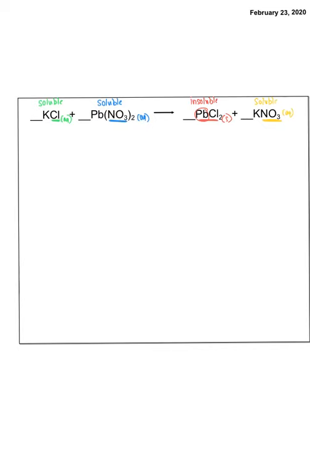Now I'm going to go back and balance. Let's see, I got 2 nitrates on this side, so I need 2 of my nitrate groups over here. That gives me 2 potassiums, so I need 2 potassiums on this side. That makes 2 chlorines, which we already have. So I got 2, 1, 1, 2. So this right here is my complete balanced equation.